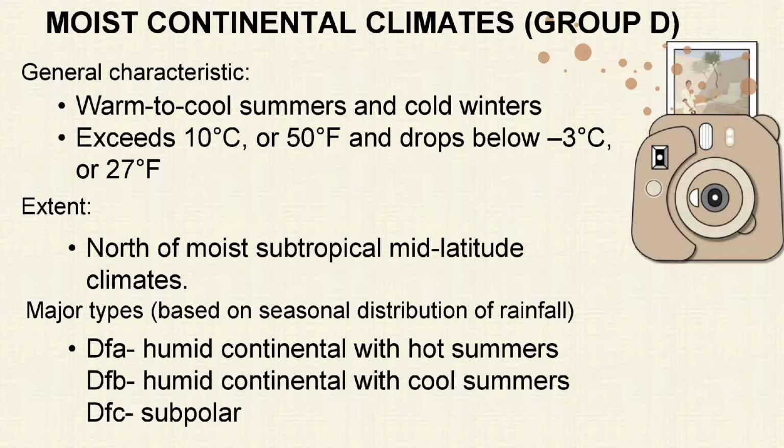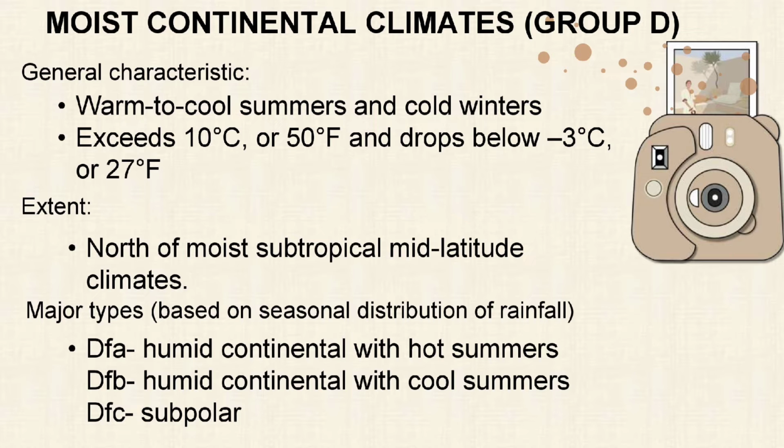Winters in this climate are severe, with snowstorms and blustery winds, a bitter cold climate controlled by large continents. The average temperature of the coldest month must dip below negative 3 degrees Celsius, and they are found in large land masses. It is located north of the moist subtropical mid-latitude climate. Its major types include humid continental with hot summers or DFA, humid continental with cool summers, and subpolar.